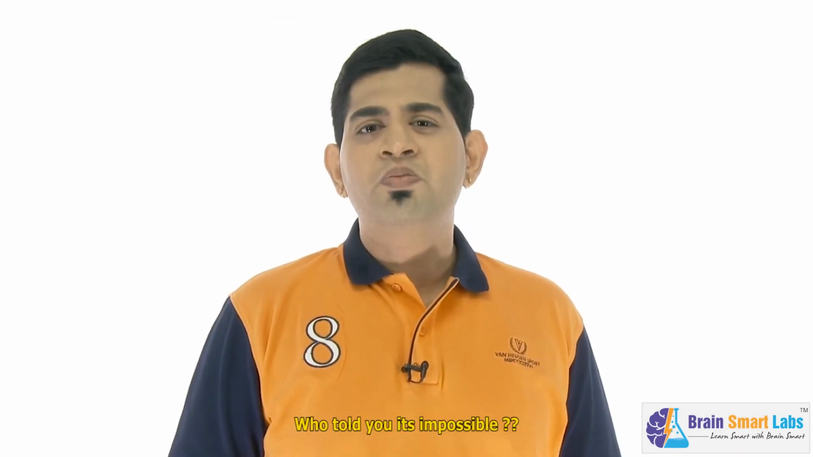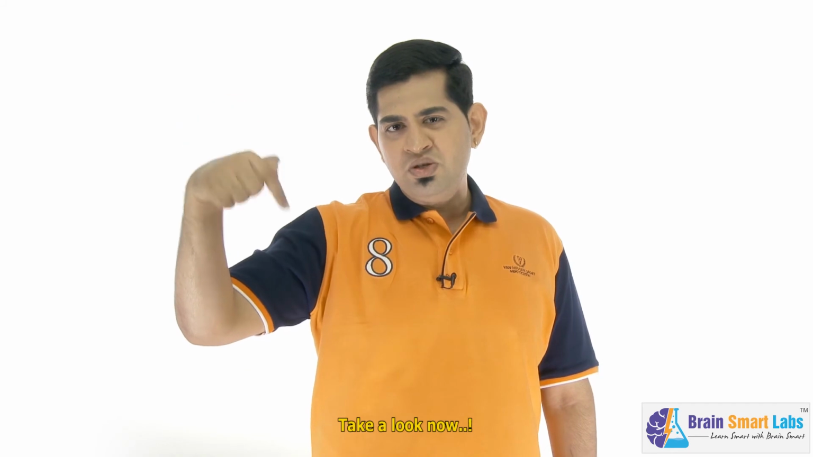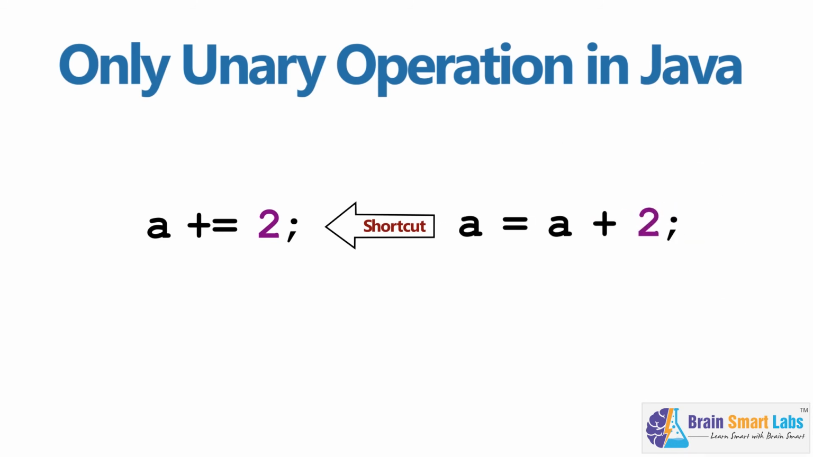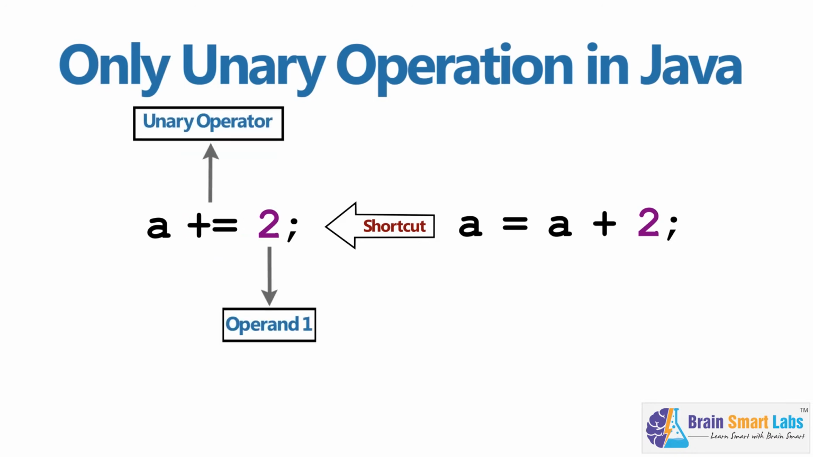It's impossible, right? Now look. The statement a += 2 is a shortcut for arithmetic operation a = a + 2. The combination of two symbols used here is nothing but a unary operator.